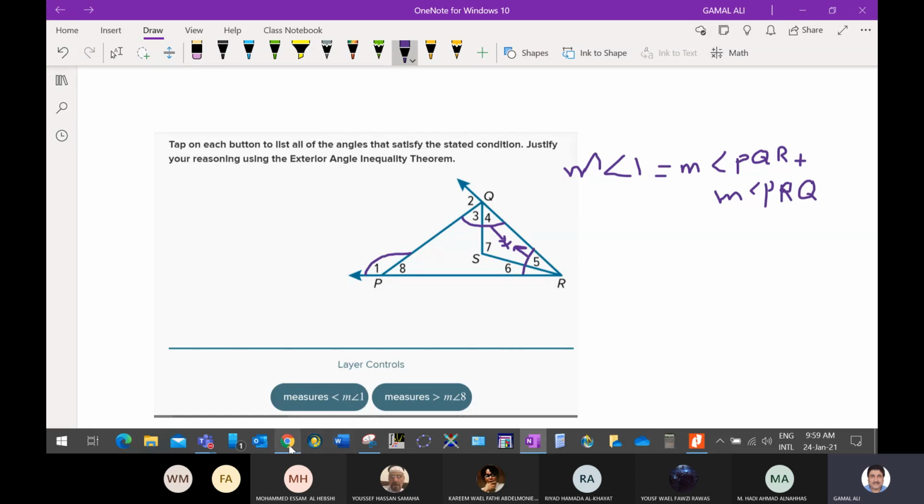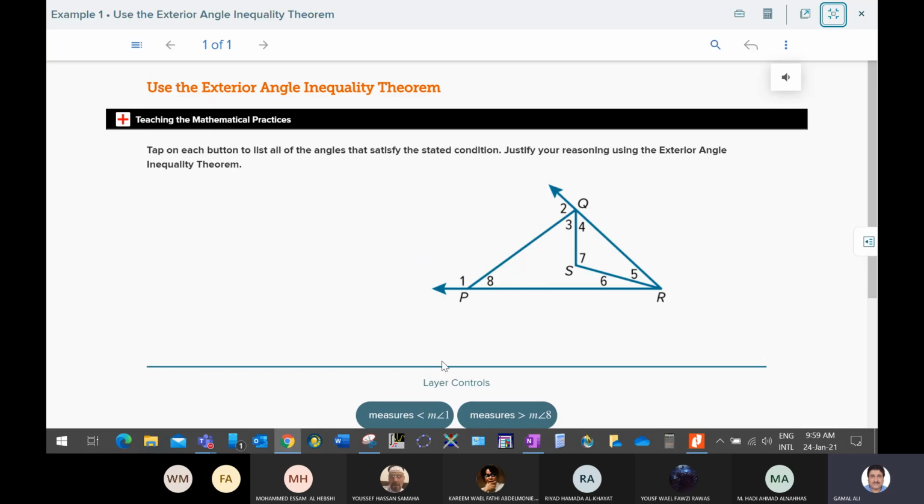How can we apply it here? Look, who can tell me what are the measures of the angle? Angle 1 is greater than what? Can you give me an example for the angles? Which angles is angle 1 greater than? Yes. Angle 1 greater than angle 3. Angle 1 greater than angle 4 because it is an exterior angle. Angle 1 greater than angle 5. Angle 1 greater than angle 6. So, can I say angle 1 greater than angle 4 and 5? Yes, because they are smaller than the original angles.